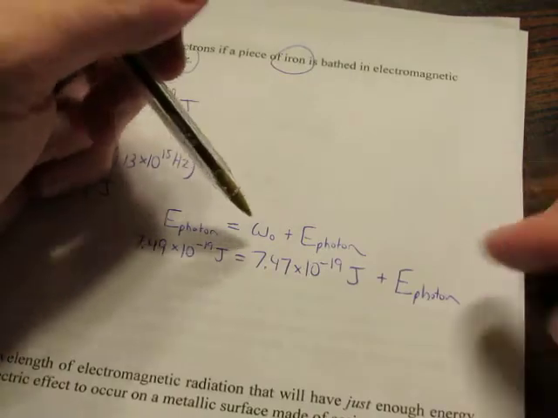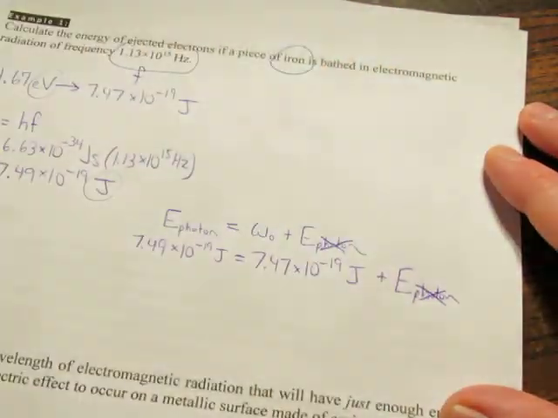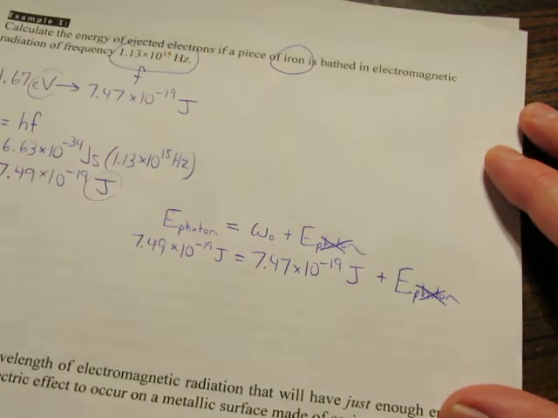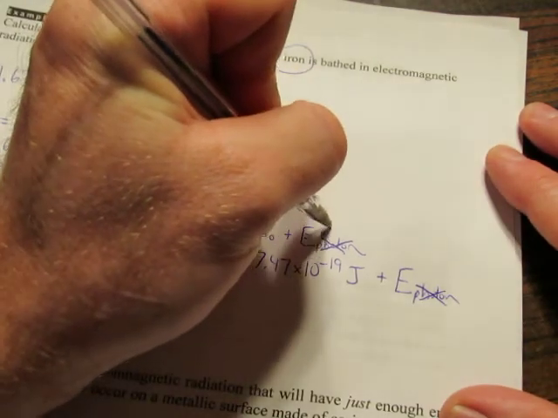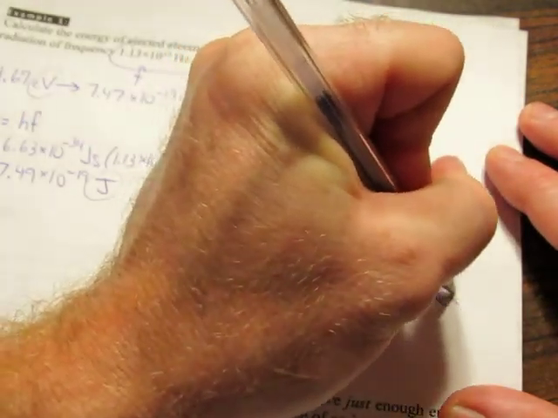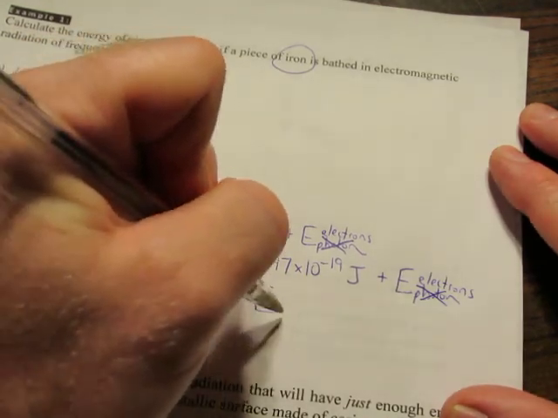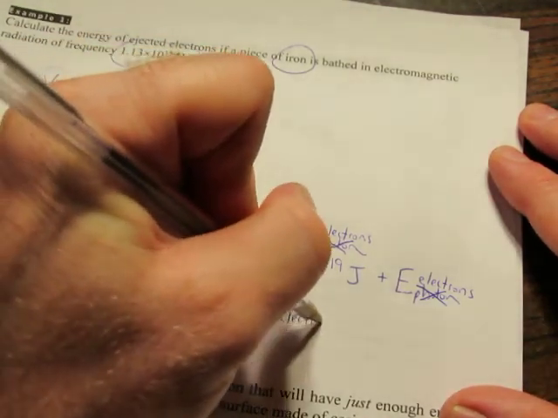Oh, sorry, this is important. I made a mistake here. On the right-hand side of the formula, we're not dealing with photons anymore. These are electrons. And that's exactly what the question's asking. What is the energy of the ejected electrons? So this is a very simple rearrangement.